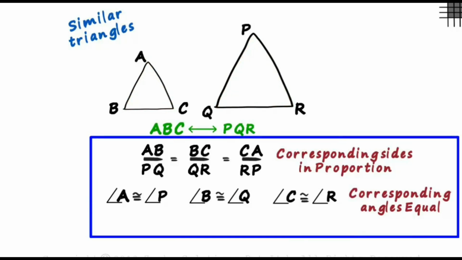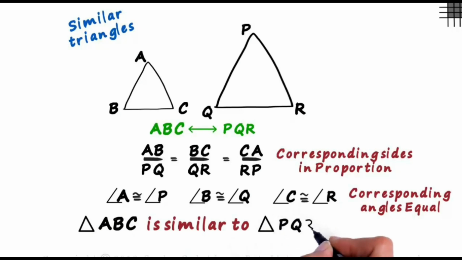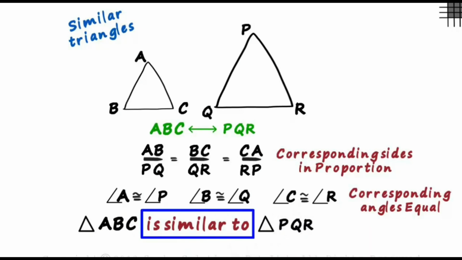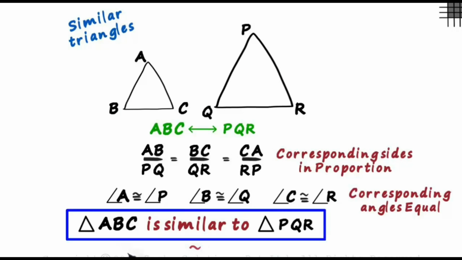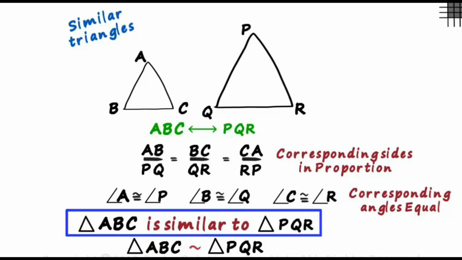Thus, we can conclude that triangle ABC is similar to triangle PQR. Is similar to can be replaced with this sign. So it can be written like this: triangle ABC is similar to triangle PQR.